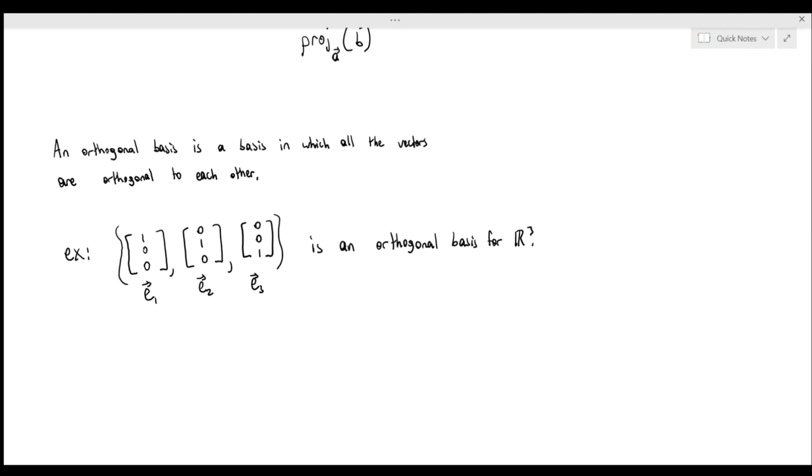Let me also touch on orthonormal. To have an orthonormal basis is one in which it is an orthogonal basis, and all of the vectors in the basis are unit vectors, meaning they all have a length equal to 1, or unit length, if you will. Okay.